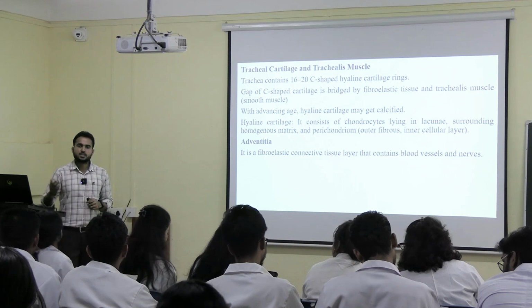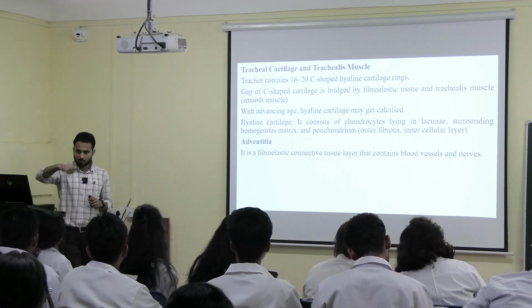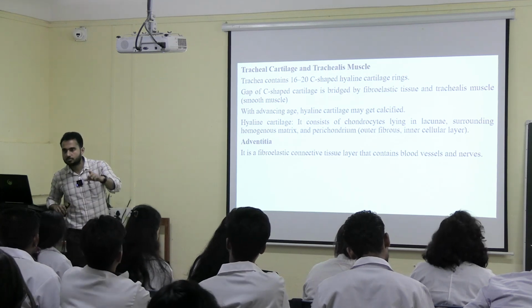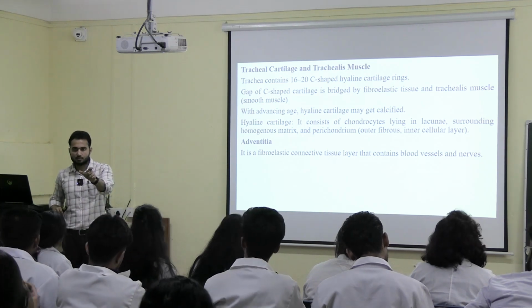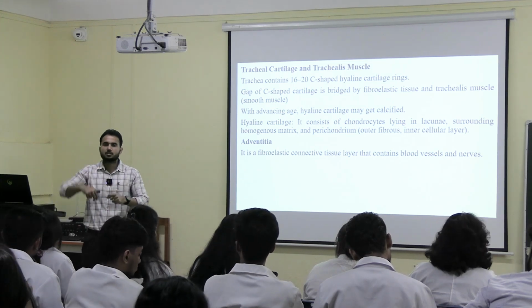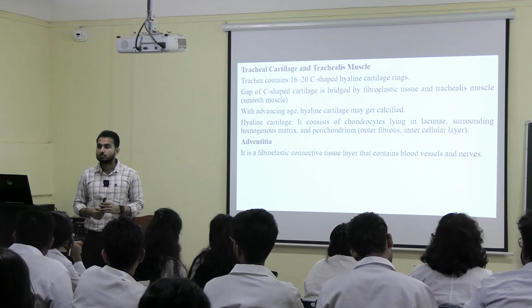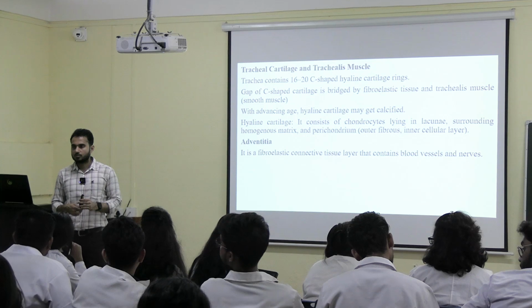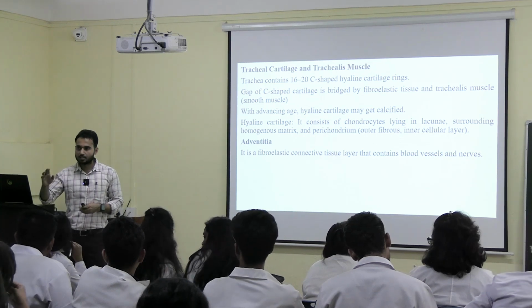Now can anyone tell me why this trachealis muscle is present? Why is it not completely made up of cartilage? जो ट्रेकिया होता है उसमें जो कार्टिलेज रहता है, सी शेपेड रहता है. Why? Instead of C shaped, why is it not a complete circular ring? No, you are very near to the answer.